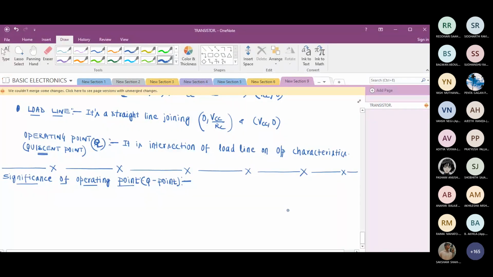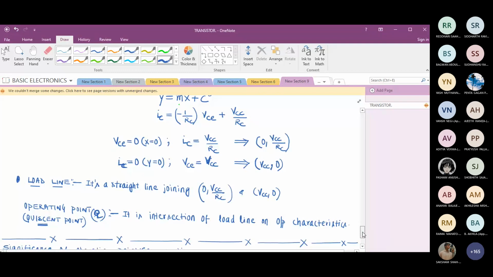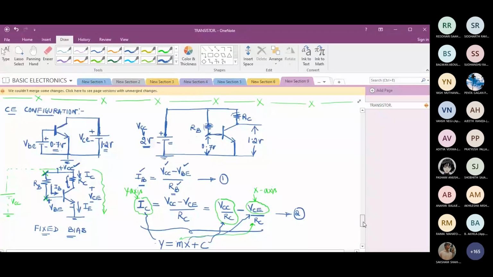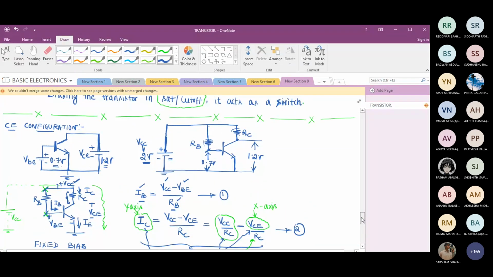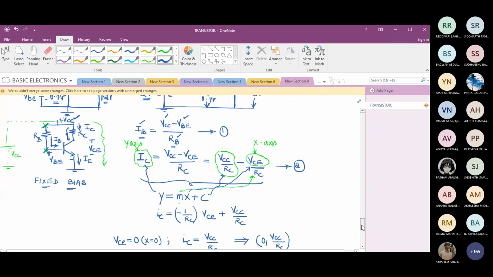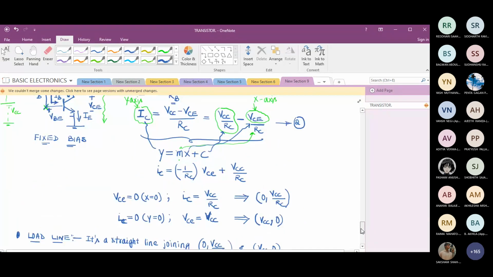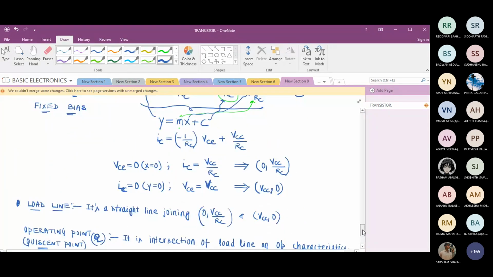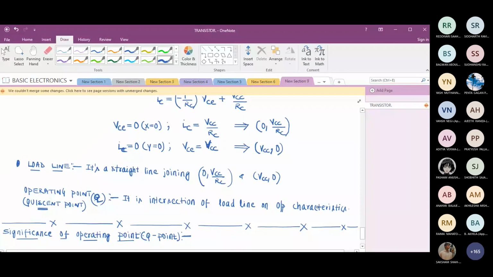So in the previous session, we did load line and operating point. Any doubts in this? Any doubts in load line or operating point? I hope the concepts of load line and operating point, both the concepts are clear now.